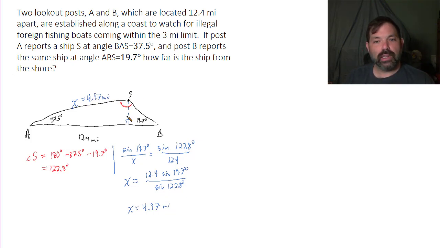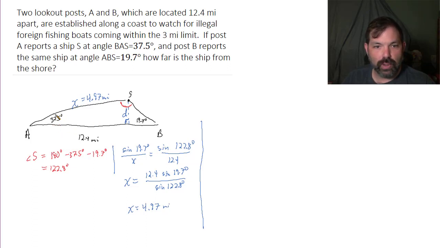But again, that's not what we were asked for. We were asked how far the ship is from the shore. Let's call that distance, ship to the shore, D. Now I can just use plain old right triangle trigonometry. Since I made that a right triangle, I made this right angle. The distance from the shore we assume is at a right angle to the shore. And so now I can use some right triangle trigonometry.